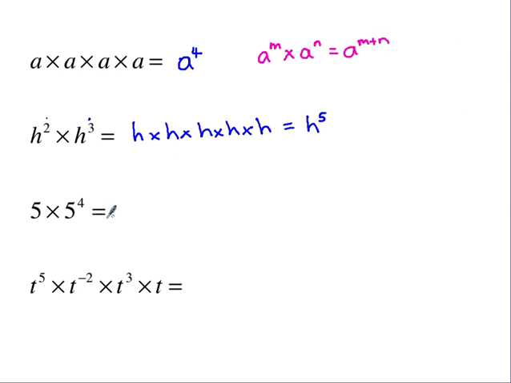So looking at the next question, 5 times 5 to the power of 4. Well, 5 on its own is like having 5 to the power of 1. So if I'm just going to do this by adding together the two powers, 1 add 4 is 5, so the answer must be 5 to the power of 5.